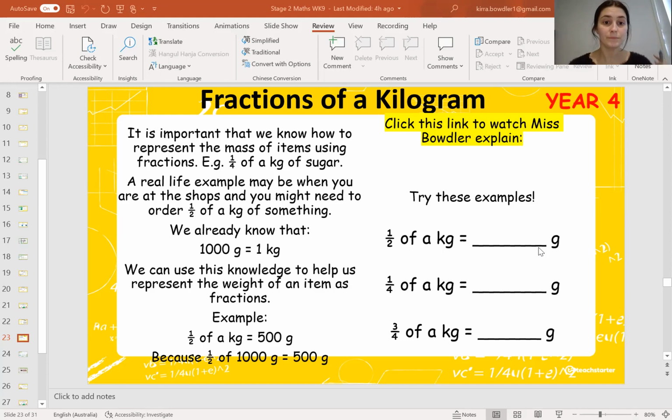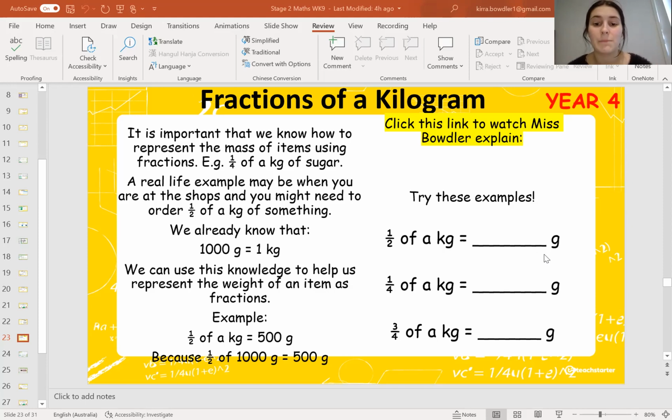Okay, so we already know that 1,000 grams is the same as 1 kilo, and we can use this knowledge to help us represent the weight of an item as a fraction. So if somebody said to you half of a kilo, you can already start working that out in your mind because you know that 1,000 grams is 1 kilo. You know that half of 1,000 is 500. So half a kilo is the same as 500 grams.